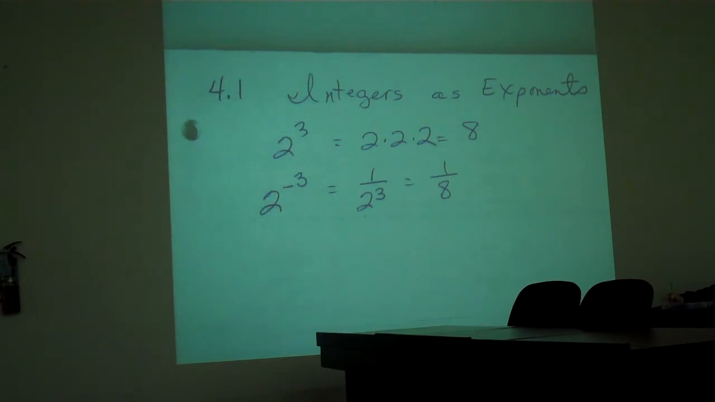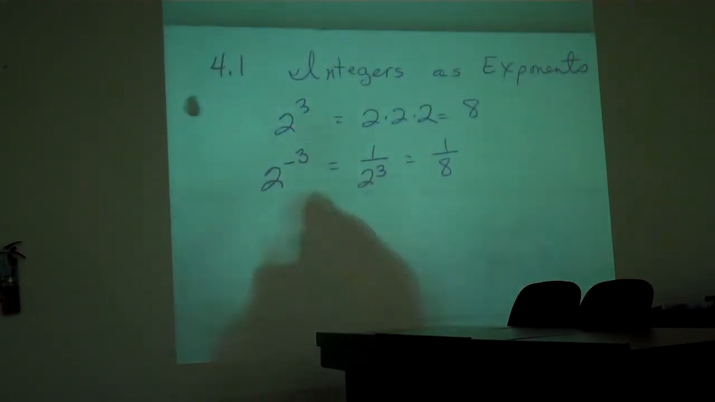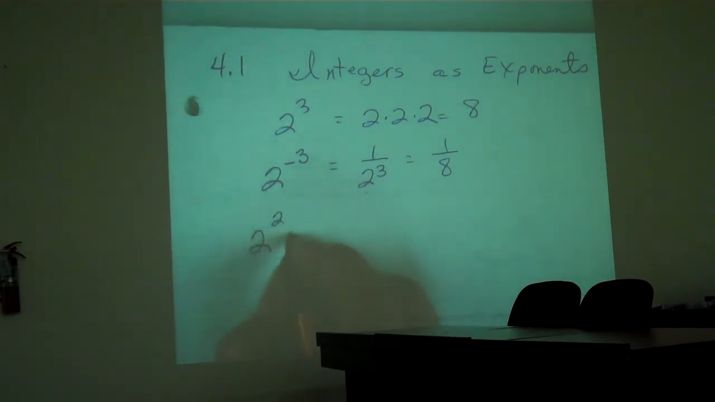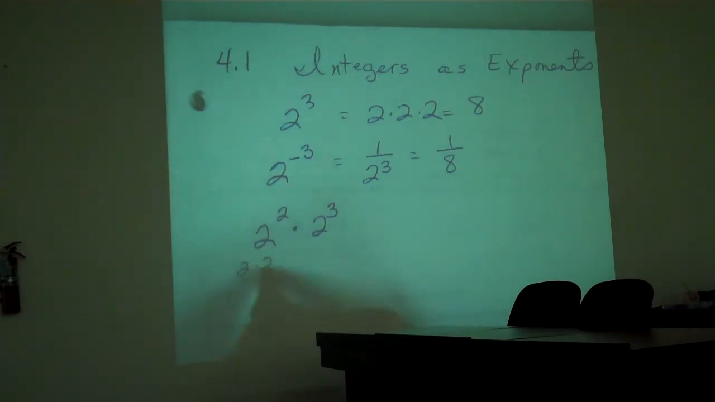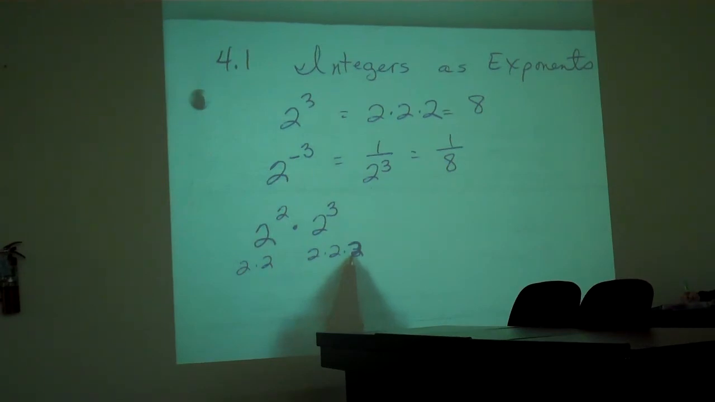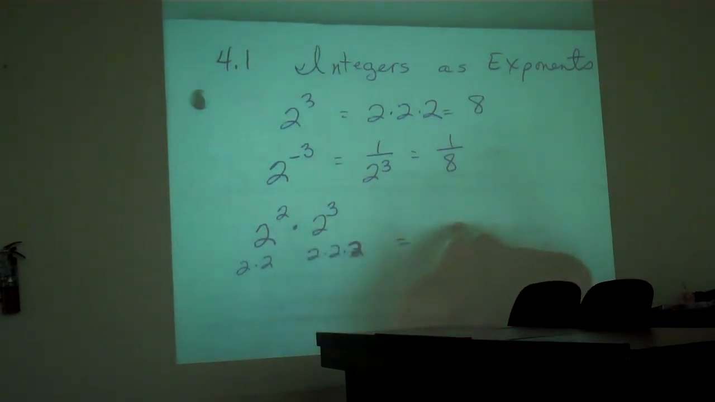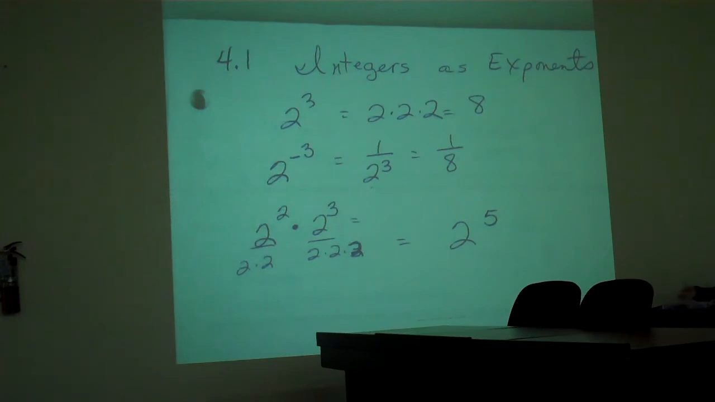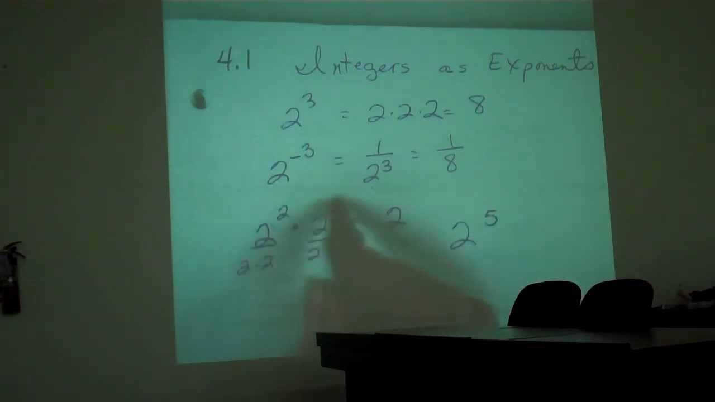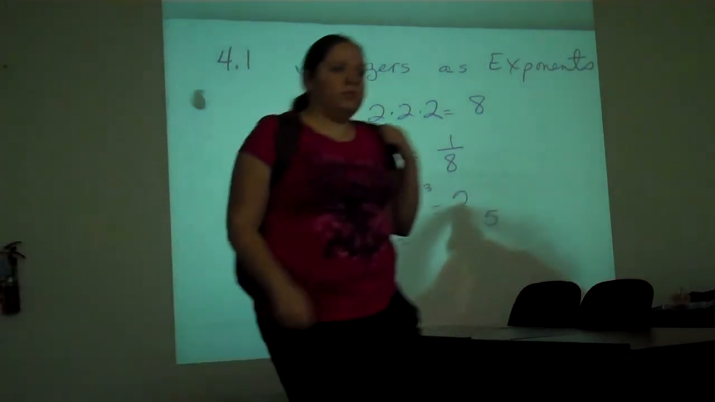Okay, let's say we were multiplying 2 to the second power times 2 to the third power. You've already seen something like this, right? This would be 2 of them and then 3 of them. Okay, 2 2's and then 3 2's is 5 2's, right? So it's 2 to the 5th power. If they're multiplied like that, you just add the exponents. Keep the 2, keep the base, and add the exponent. So it's 2 to the 5th.